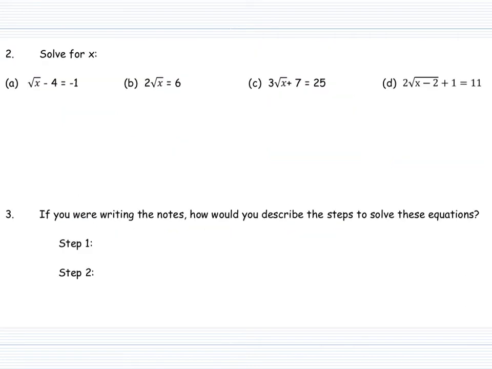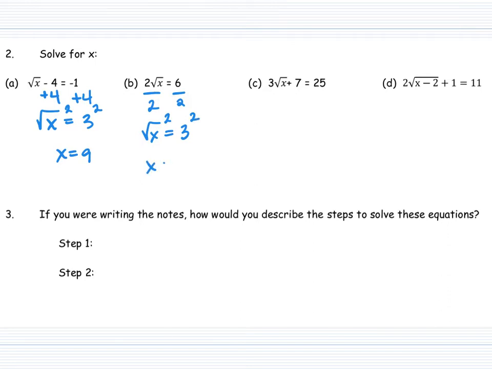So when we actually solve these, we need to use the inverse operations to get our square root alone. And then once we have that alone, we're going to square both sides to solve. So we are going to add 4 to both sides here, have the square root of x equal a positive 3. Square both sides to get x equals 9. On part B, we're going to divide both sides by 2. So we have the square root of x equals 3. Square both sides. So x equals 9.